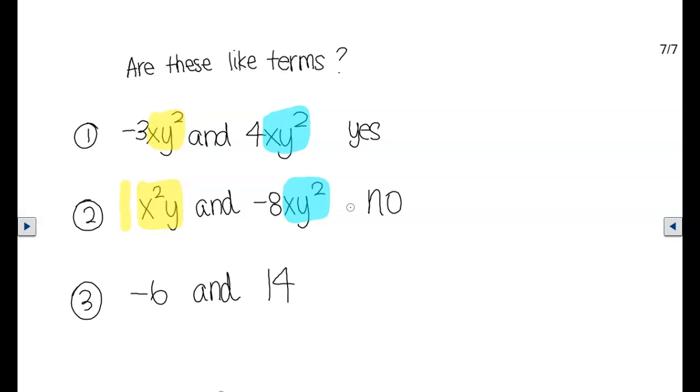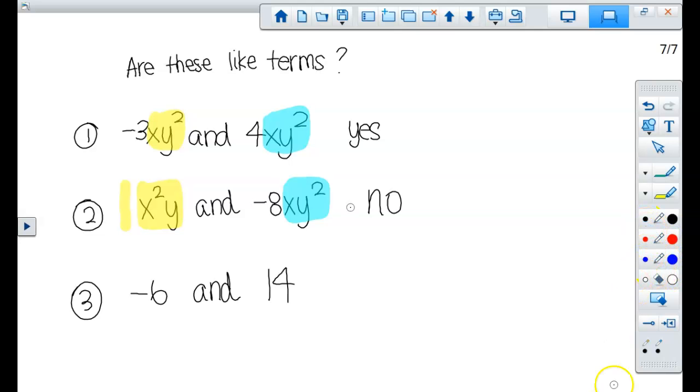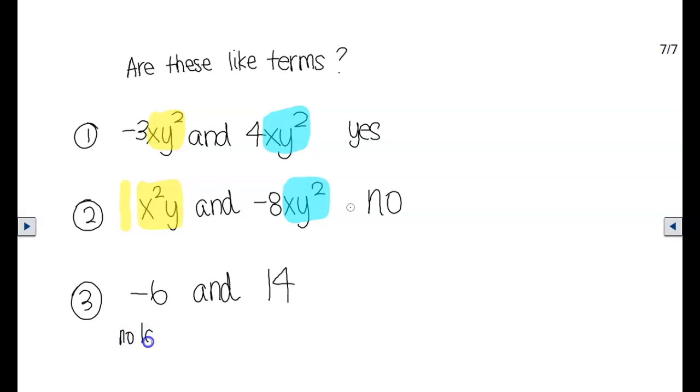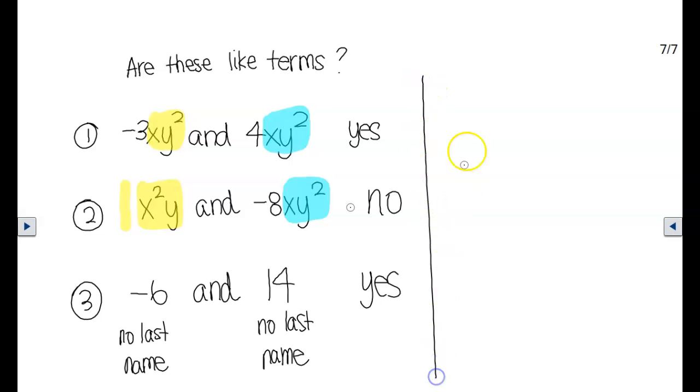What about these two? Negative 6 and 14. Notice what both of these are missing. This guy's last name, there is none. This guy's last name, there is none. So notice, these two have in common the fact that they have no last name. So that makes them alike. They are alike in that they have no last name. So that would be a yes. Those are alike terms.